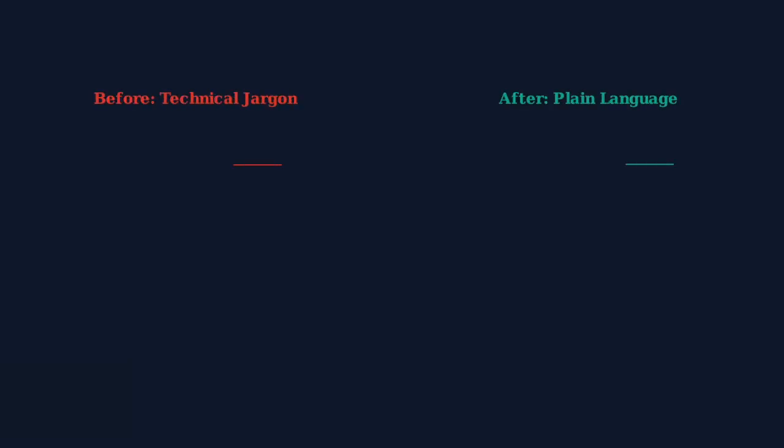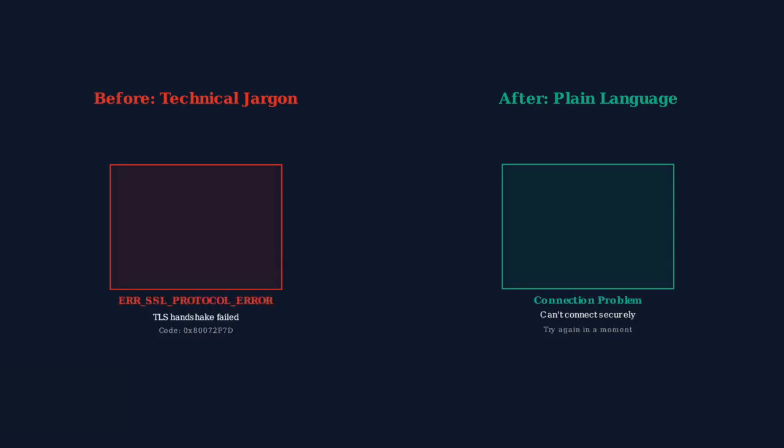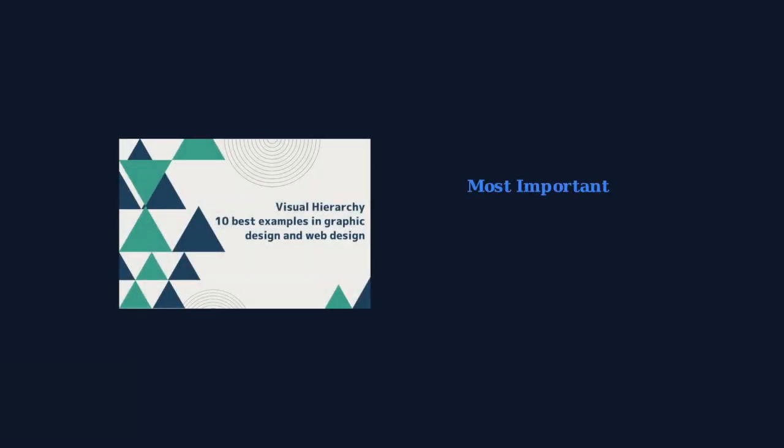Let's start with plain language. Instead of showing cryptic error codes, effective feedback uses simple, human friendly words that clearly explain what happened and what the user should do next. Visual hierarchy is the second key principle. By using different text sizes, colors, and spacing, we can guide users' attention to the most important information first, making feedback easier to scan and understand.